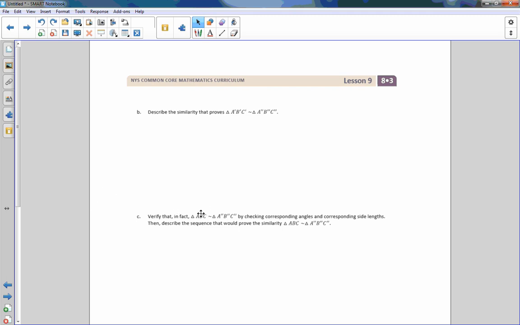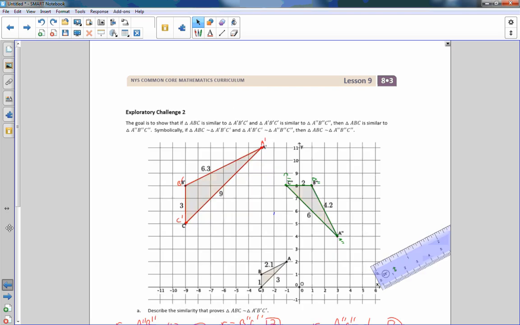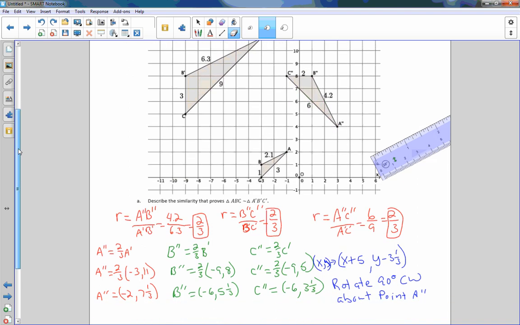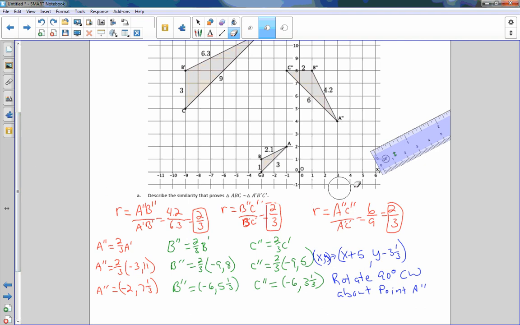Okay, C says verify in fact that A, B, C is similar to A double prime, B double prime, C double prime by checking corresponding angles and corresponding side lengths, and describe the sequence that would prove it. Okay, so again, now they want us to move this over to here. So that's our next step. So I don't need this anymore. What I need to do is move this to here directly. Okay, so let me just start fresh.